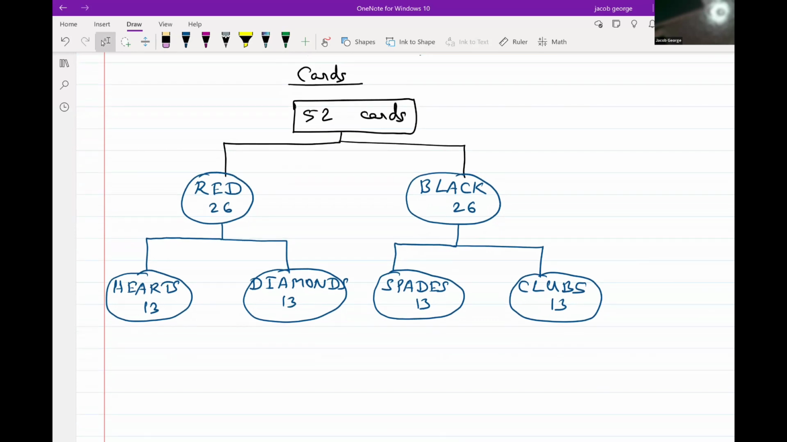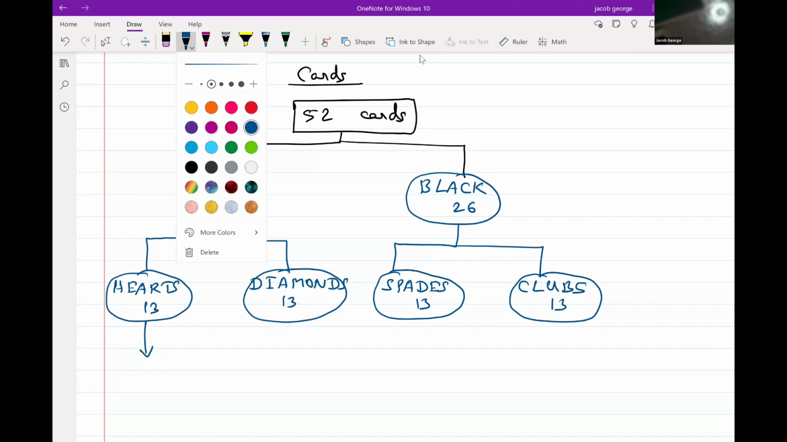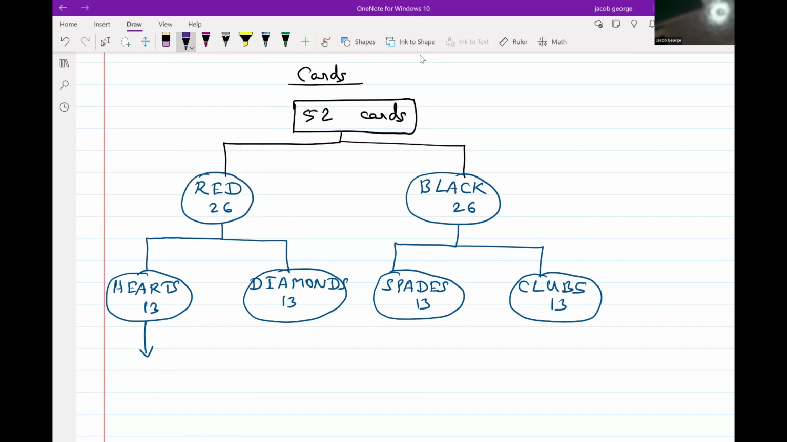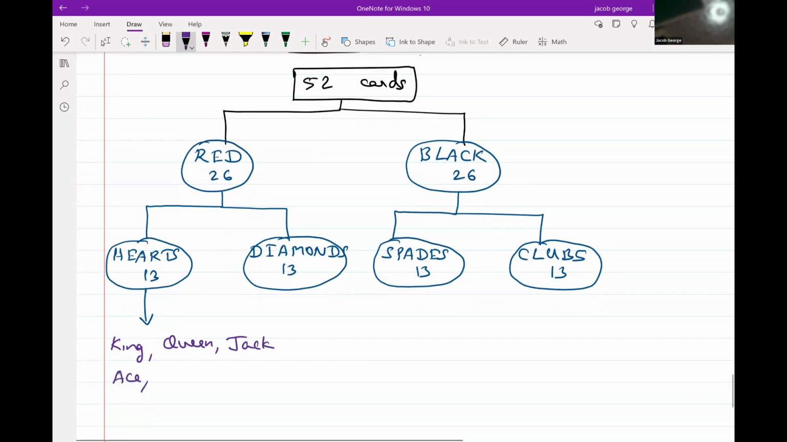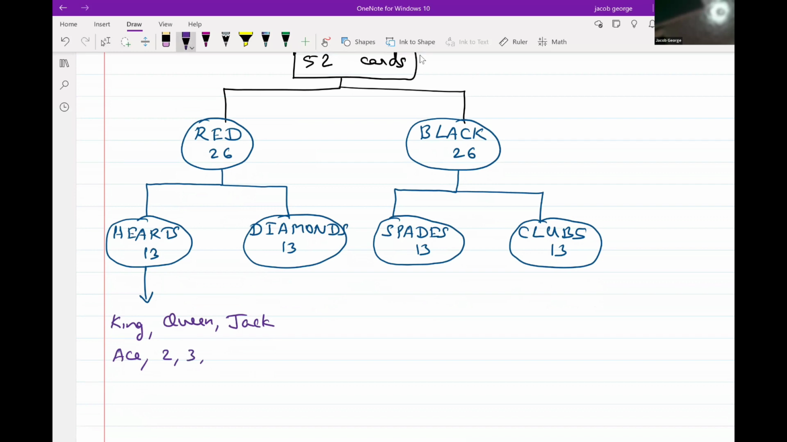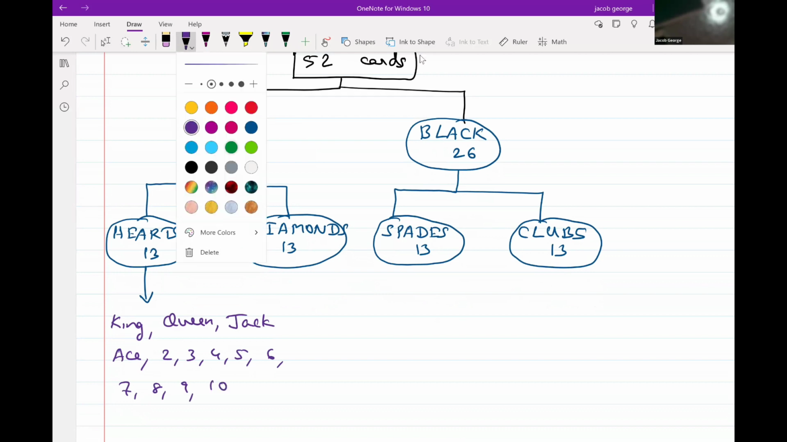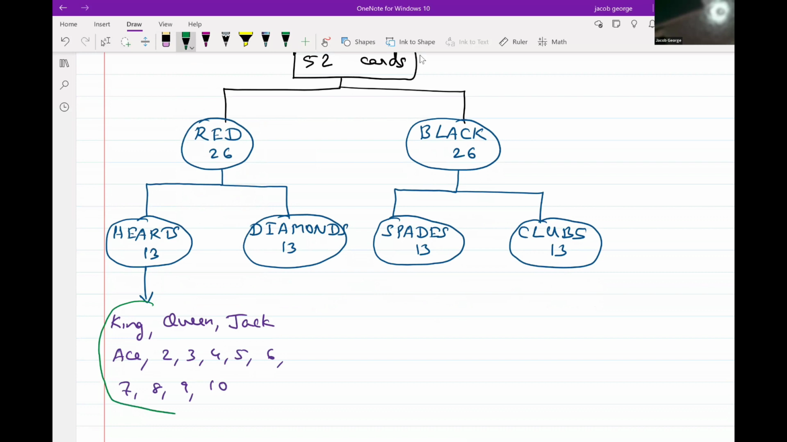Again, each group of 13 cards is categorized like this. There is a king, a queen, a jack, and then ace. Then the number cards 2 to 10: 2, 3, 4, 5, 6, 7, 8, 9, 10. These are the 13 cards in each suit.